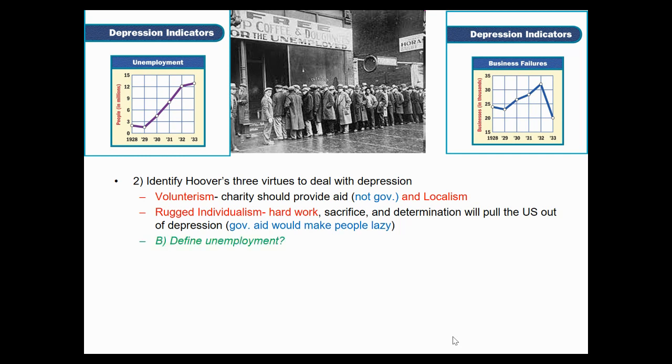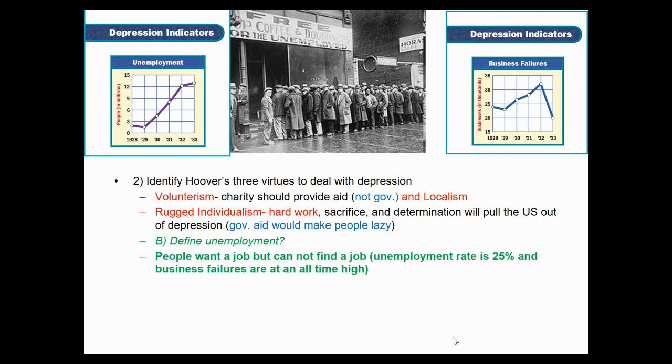Now, what you need to understand here is, first off, what does it mean to be unemployed? Would Americans, if they get a check from the government, not want to go to work because they're unemployed? The first thing is unemployment means people want a job, but they cannot find a job. Okay. And the unemployment rate was 25%, right?